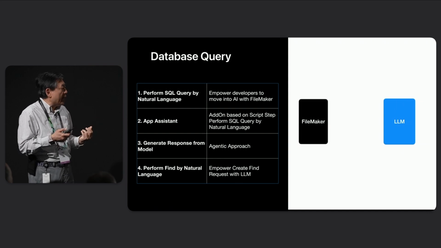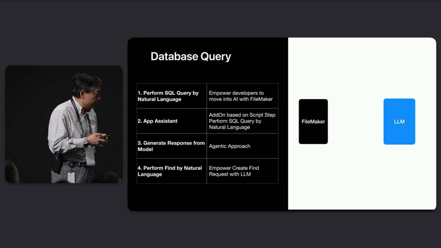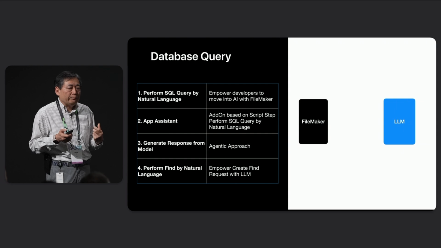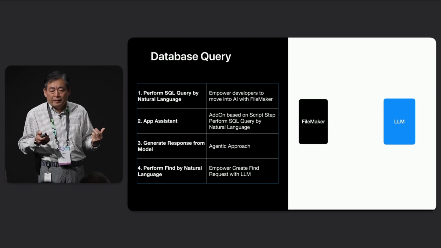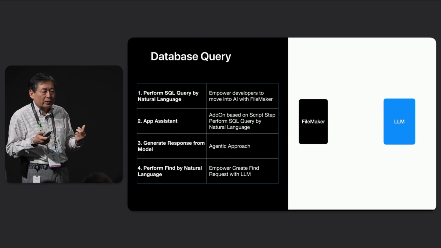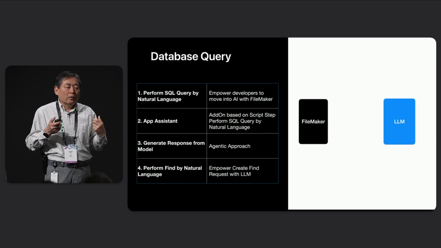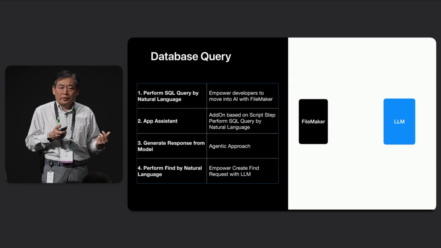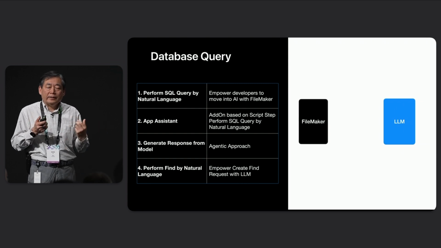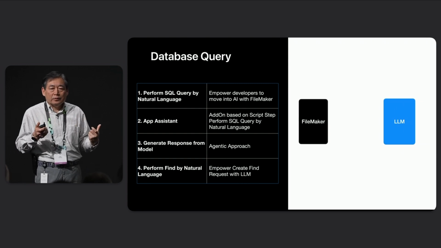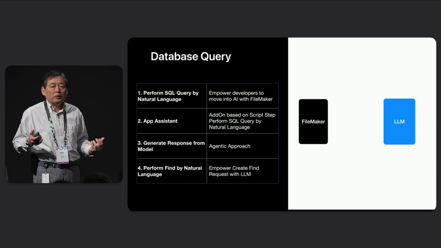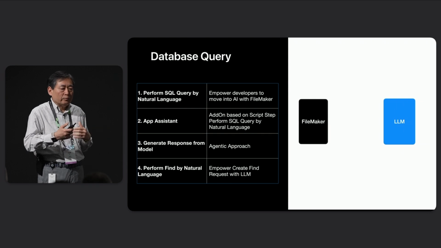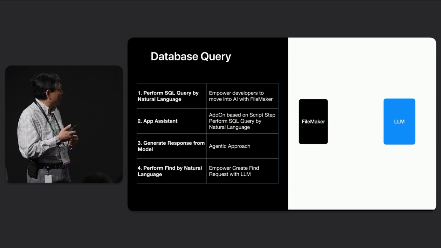Then we built another script step called Generate Response from Model. With this one we try to give you developers the maximum flexibility, using an agentic approach. You define whatever prompt engineering you want, whatever tools you want, and whatever context memory you want. We give you the maximum flexibility so you can decide with your own logic.